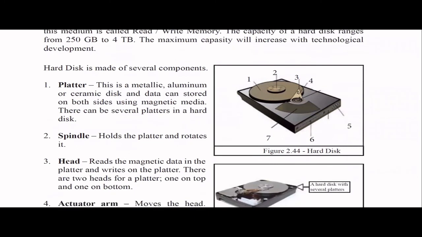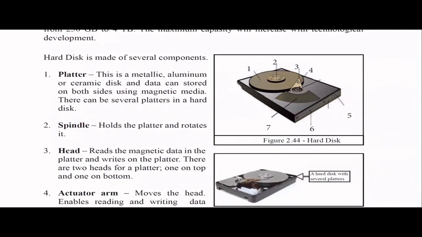Okay. In the hard disk, they have a few components, right? We have the platter, number one. It's a CD-like disk. It can be a metallic, aluminium, or ceramic disk, where both sides can be used to store the data. Actually, here it is using magnetic media. That's why these are coming under the first category. There can be several platters in the hard disk, so the capacity will increase definitely.